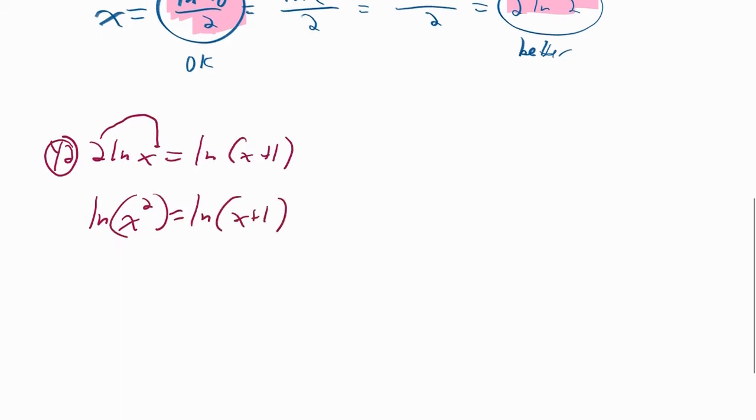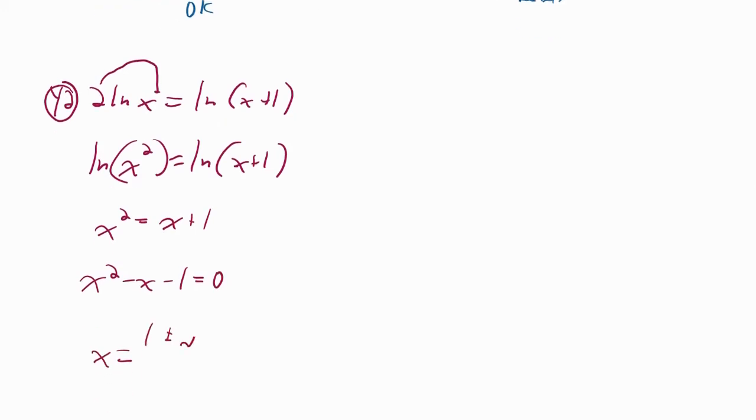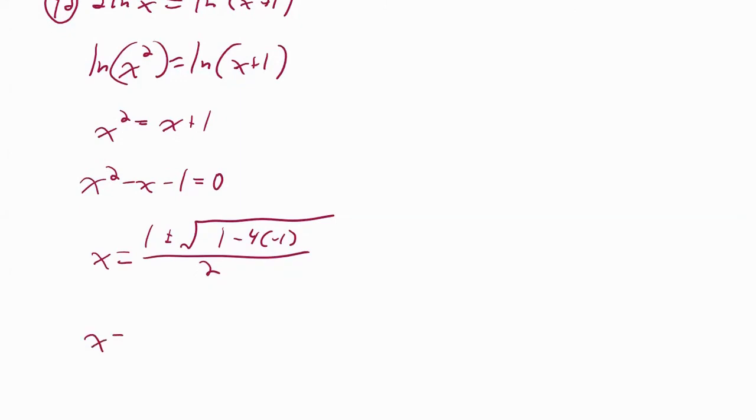Now I can exponentiate both sides and drop those and say this is now just x squared is equal to x plus 1. And if I proceed further, let's just do the quadratic formula on this. So I get x is equal to the opposite of -1 plus or minus the square root of 1 squared minus 4 times 1 times -1, all over 2. I would get x is equal to 1 plus or minus root 5 over 2.